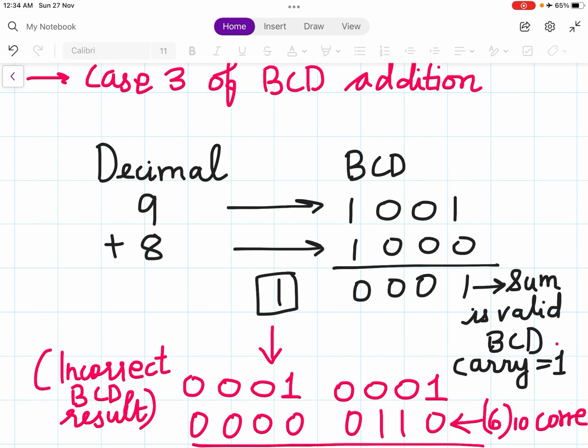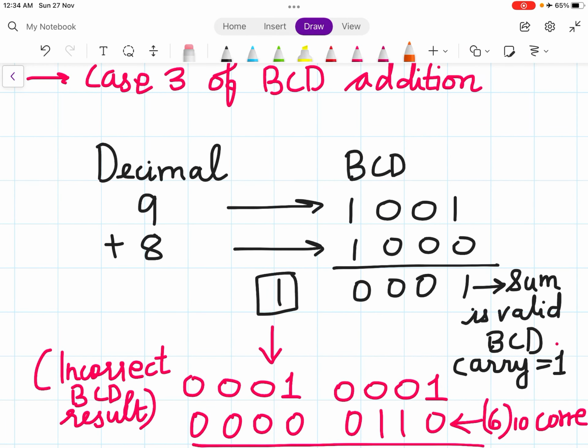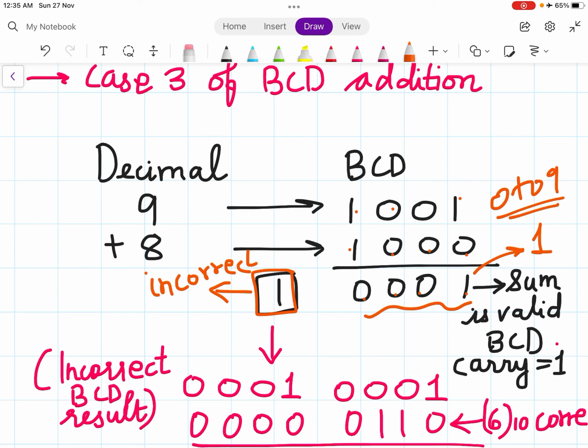So for example, 9 and 8. 9 is 1 0 0 1 in BCD. BCD for 8 is 1 0 0 0. 1 plus 0 is 1, 0 plus 0 is 0, 0 plus 0 is 0, 1 plus 1 is 0 and carry is 1. So when carry is 1, the answer becomes incorrect though the BCD is correct. Why is the BCD correct? Because this corresponds to 1 and 1 is between 0 to 9. So it is a valid BCD, but because the final carry is 1, the answer is wrong.